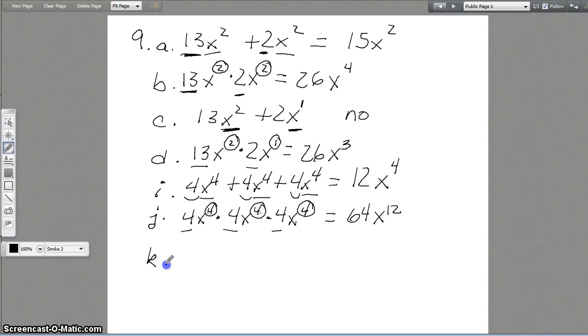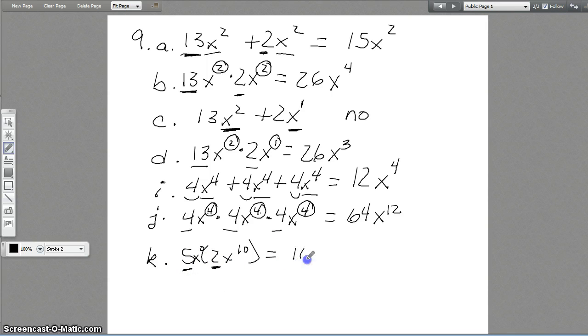Okay, looking at part K, we have 5 times 2x to the 10th. This time we can always multiply. So what we do is we take our coefficients and multiply them together. Well, you can see that 2 is the coefficient for 2x to the 10th. What is the coefficient for 5? Well, this can be written as 5x to the 0 because x to the 0 is 1. So our coefficient is 5.